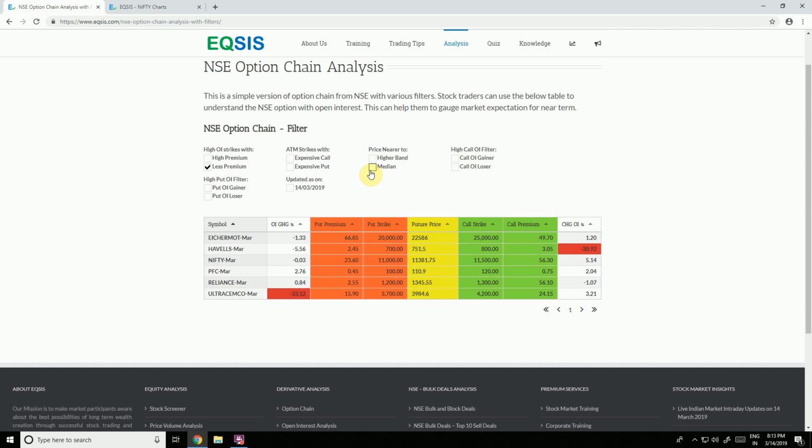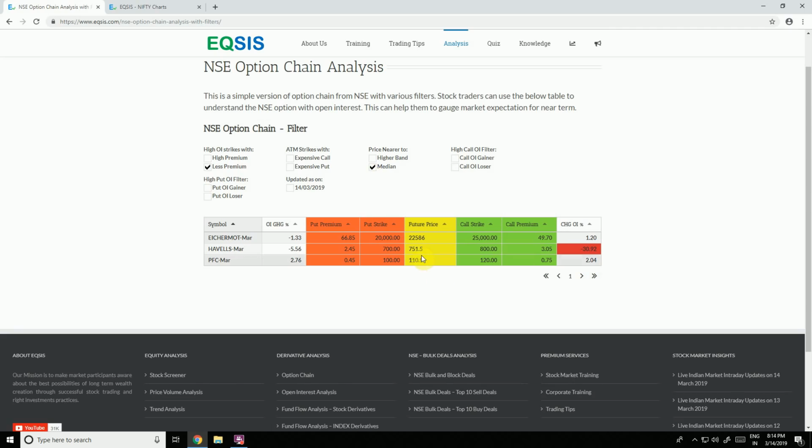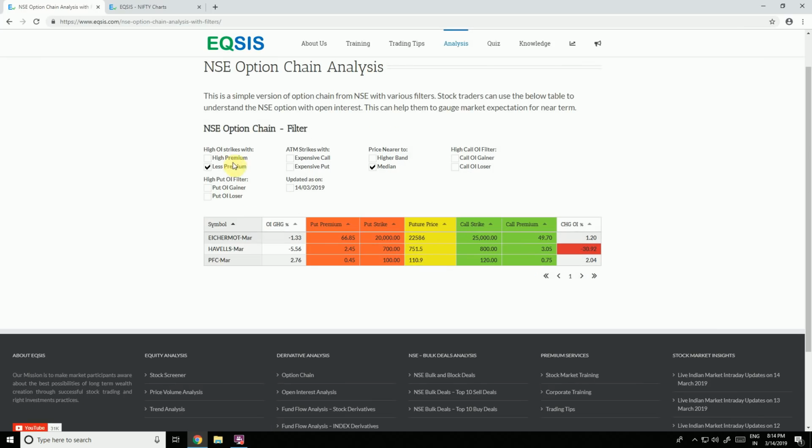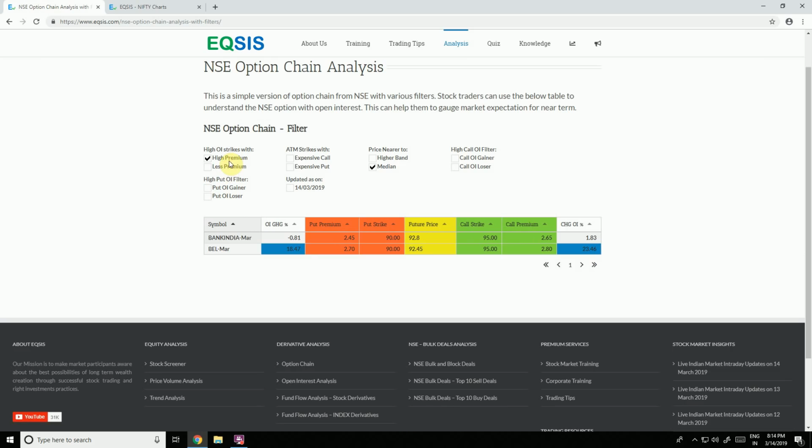Let's say a stock is trading nearer to the median zone. If I choose medium, what does it mean? Look at 700 and 800. It is right at the center. But the premium you get is also less. It means they are not expecting much move from Havells. But if a stock is trading in between and still has a lot of premium, it is an opportunity where we can sell and encash that. Instead of choosing a lower premium, I love to go for a high premium.